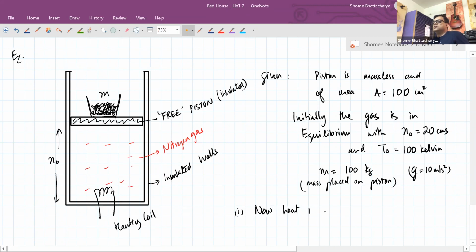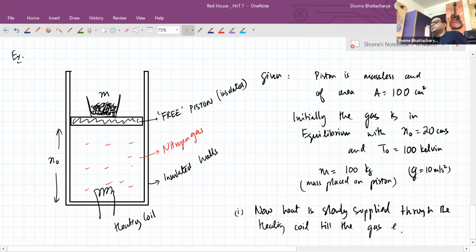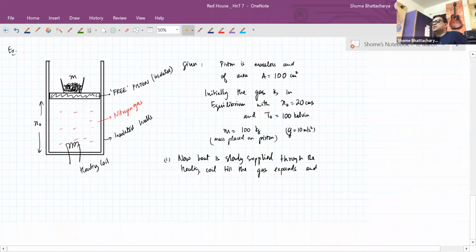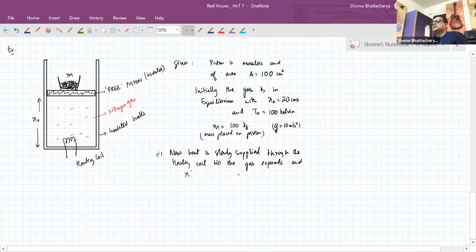Now heat is slowly supplied through the heating coil till the gas expands and X increases from X naught equal to 20 centimeters to X equal to 30 centimeters.